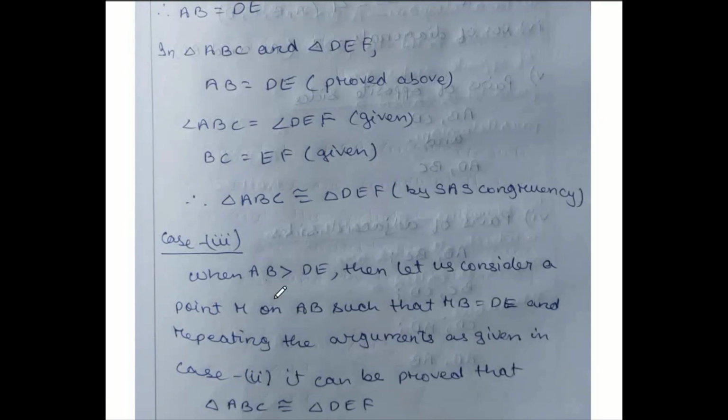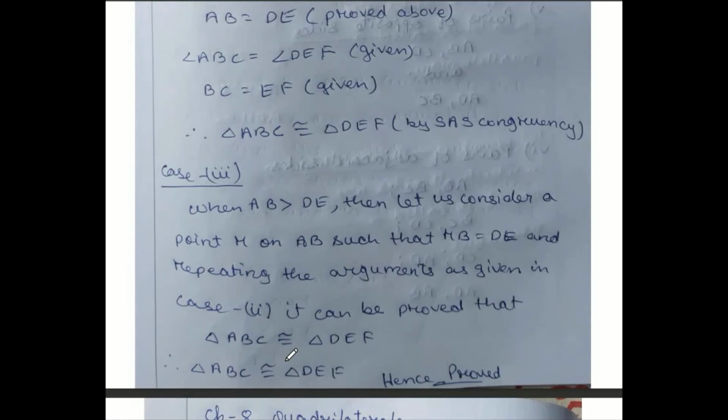For case 3, when AB is greater than DE, let us consider any point, say M, on AB such that MB equals DE. Now just repeating the arguments that I gave in the second case, we can prove that both the triangles are congruent. So you don't need to show that in detail. Since AB is greater than DE, that is our third case, let us consider a point M on AB such that MB is equal to DE. Then repeat the arguments from case 2, and you can prove triangle ABC is congruent to triangle DEF. Therefore, both triangles are congruent, hence proved.